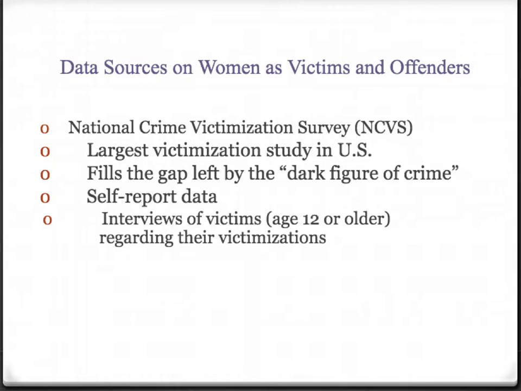In order to make up that gap in the data, we also utilize the National Crime Victimization Survey, or the NCVS. This is the largest victimization study in the United States. It fills in the gap left by the dark figure of crime. However, it's self-report data. It's a panel study, and households across the United States are surveyed for 3 years, but only victims or household members aged 12 or older are able to report victimization. And usually they ask, in the last 6 months, what has happened? So you go through the survey and tick everything off in the last 6 months. And it follows these set households for 3 years.